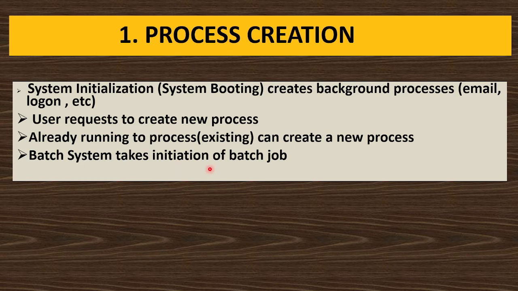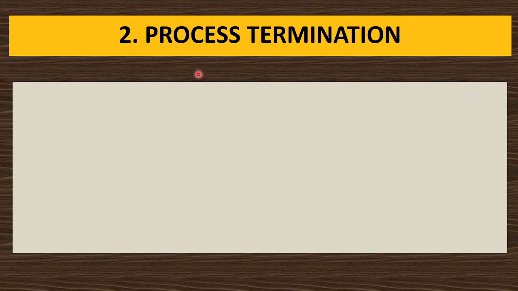Then the batch system takes initiation of a batch job. Now the second operation that can be performed on a process is process termination. When you can create a process, you should also know how a process is terminated, that is, how a process is closed or shut down.